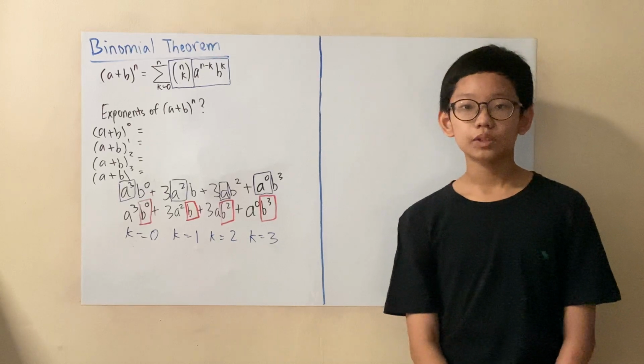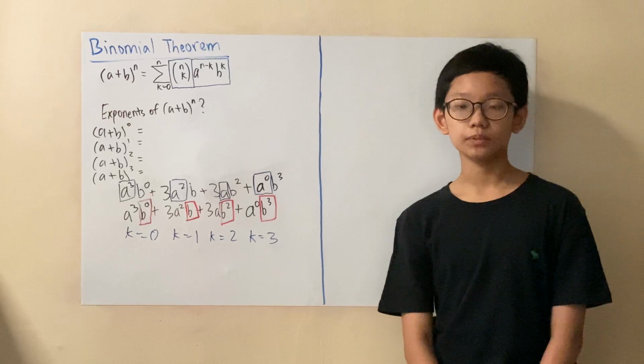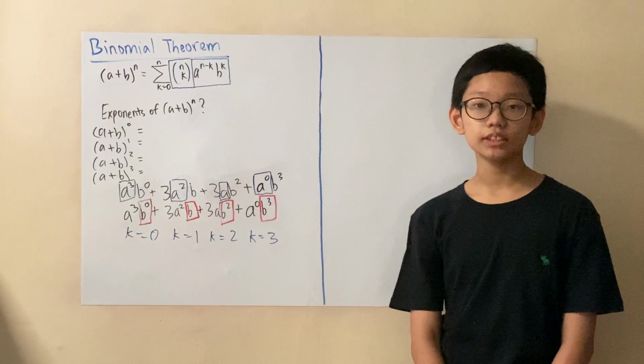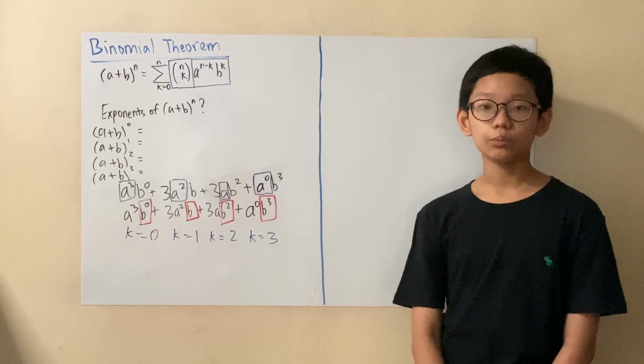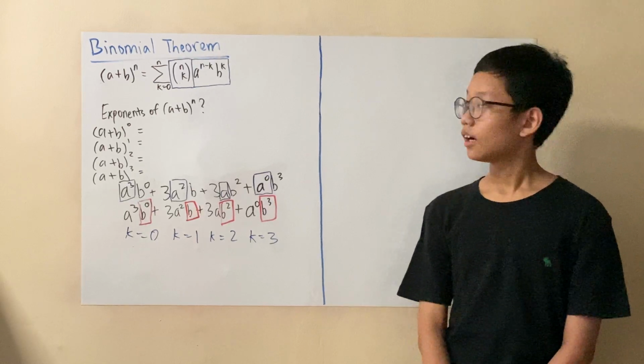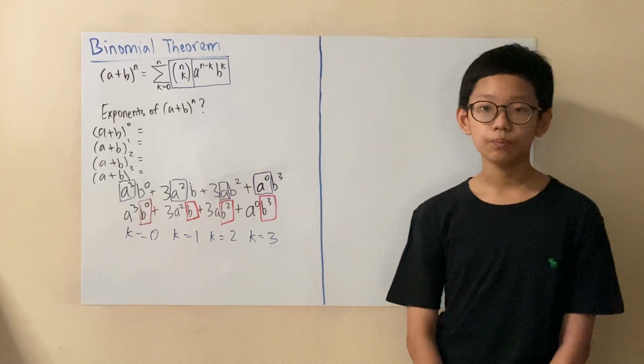Firstly, I'll need to explain what a binomial is. A binomial is a polynomial that has two terms, and a polynomial can have constants, variables, and exponents. So now that we know what a binomial is, let's go on to our first part, the exponents of (a + b) to the power of n, where n can be any number.